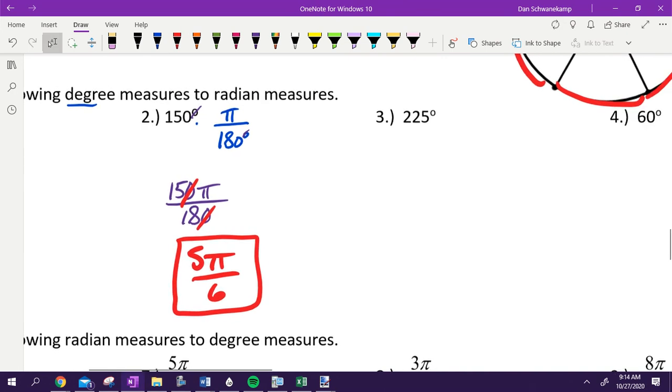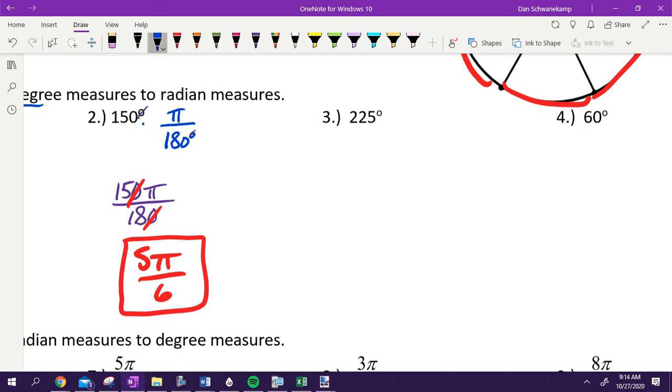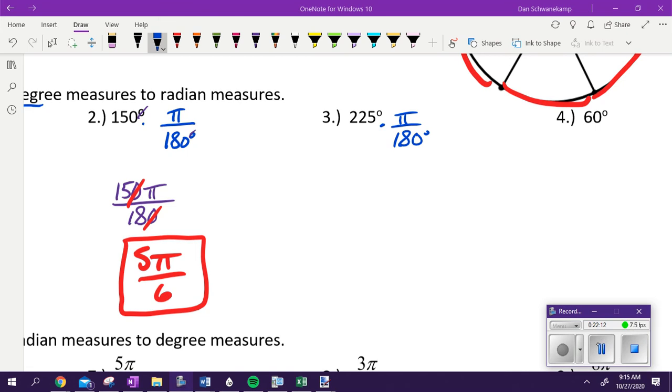Questions there? So again, when we multiply here, we're putting pi on top, and I want to get rid of degrees. Do the last 2. Do 3 and 4 with your neighbor. If you need a calculator on 3, I'm okay with that. But on 4, you don't need one. Take a second and do that real quick.